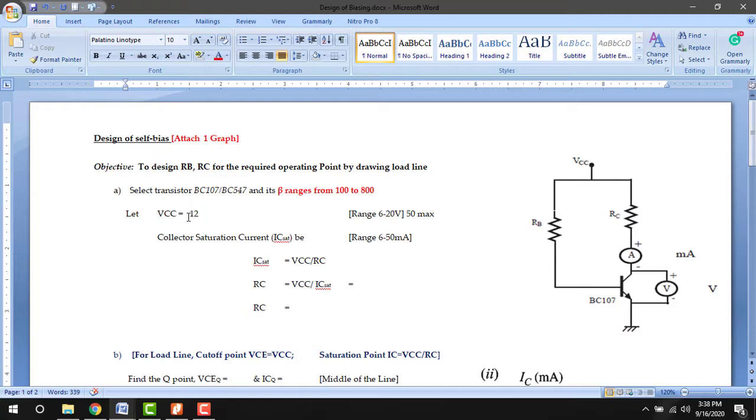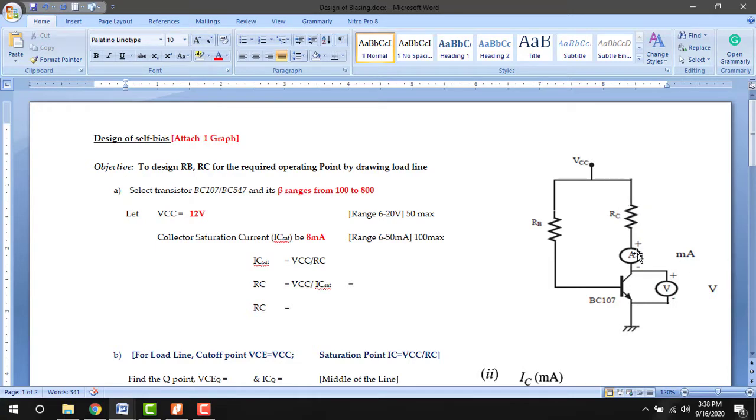Next, IC saturation. It is also based upon the maximum current. Even though the maximum current is 100 milliamps, the range given is 6 to 50 milliamps. So we assume a smaller value in between. In between 6 to 50, I am assuming 8 milliamps. So the maximum collector current will be 8 milliamps and the supply voltage here is 12 volts. I am going to give the circuit. So the VCC is 12 volts.